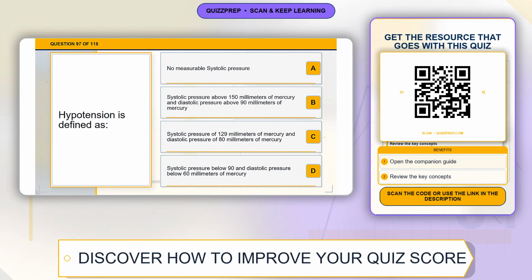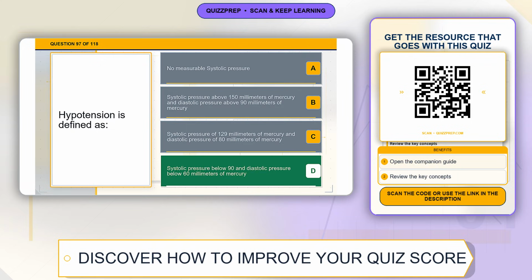Hypotension is defined as: Option A, no measurable systolic pressure. Option B, systolic pressure above 150 mm of mercury and diastolic pressure above 90 mm of mercury. Option C, systolic pressure of 129 mm of mercury and diastolic pressure of 80 mm of mercury. Option D, systolic pressure below 90 and diastolic pressure below 60 mm of mercury.